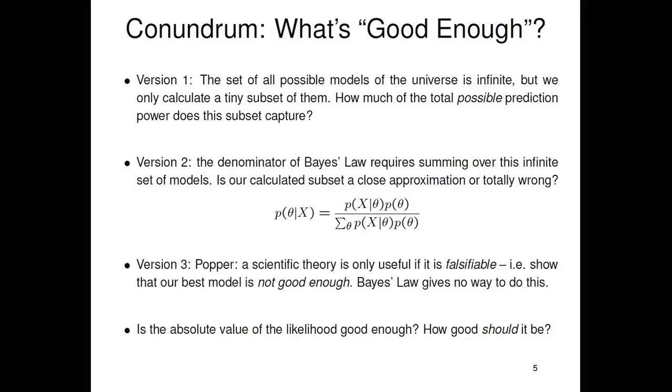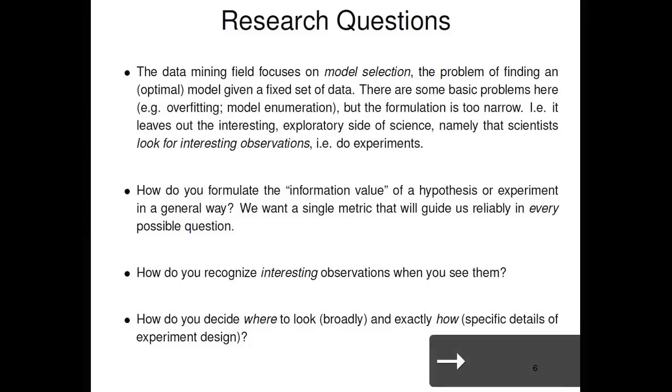So in a sense, we have a conundrum, at least as far as using Bayes' law for scientific inference goes, that it doesn't have an absolute line for, you know, the likelihood of your observations should be at least this good, or your model is far from being good enough, and therefore we can reject the model. So how high of a value of the likelihood is, quote unquote, good enough? It's one of the questions I'll be addressing.